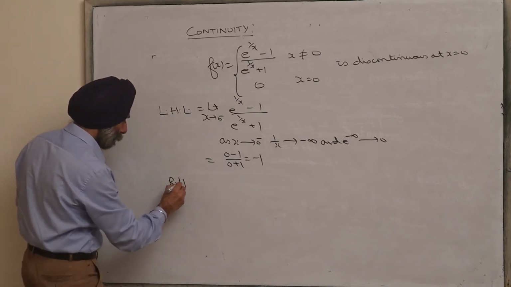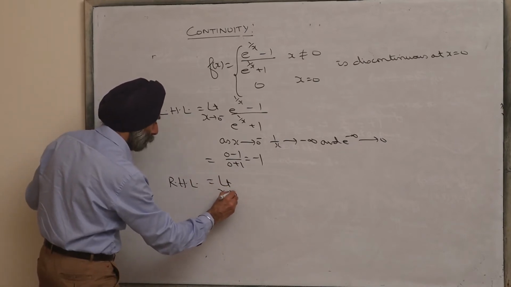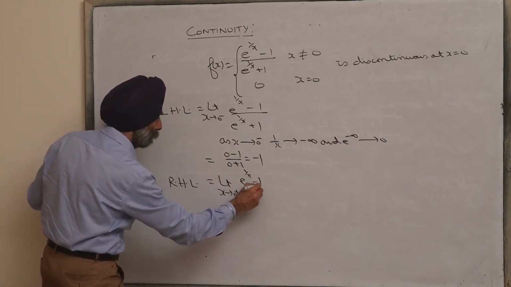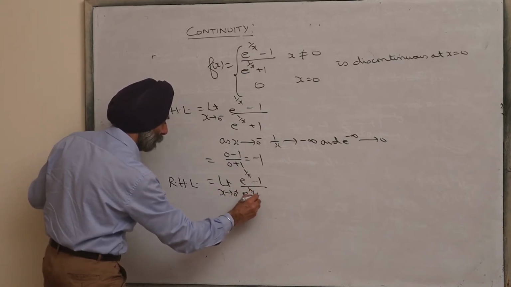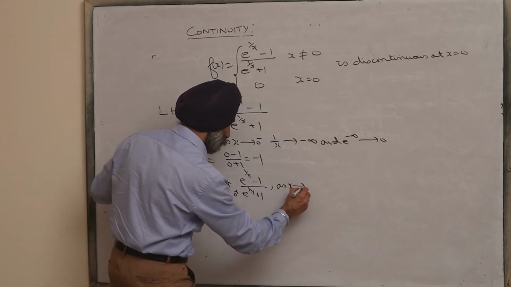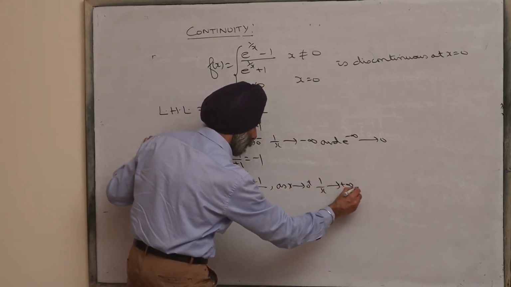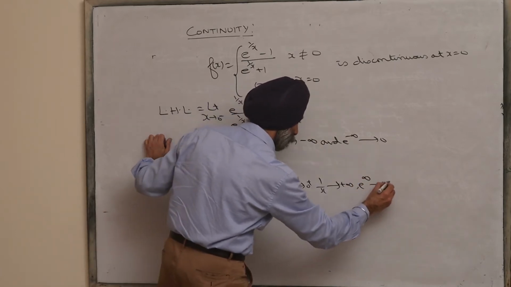Now what is the right hand limit? So this is limit x approaches 0 positive of e raised to power 1 over x minus 1 over e raised to power 1 over x plus 1. So as x approaches 0 positive, 1 over x approaches positive infinity and hence e raised to power infinity approaches infinity.